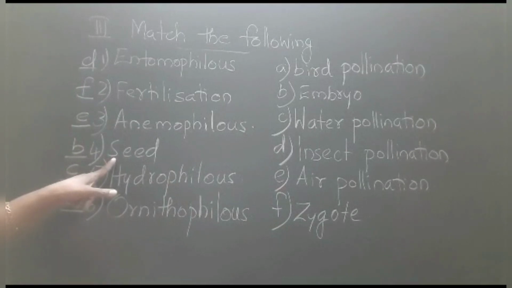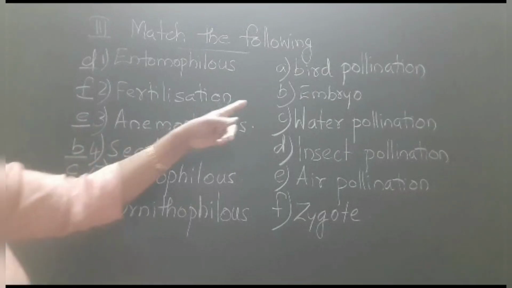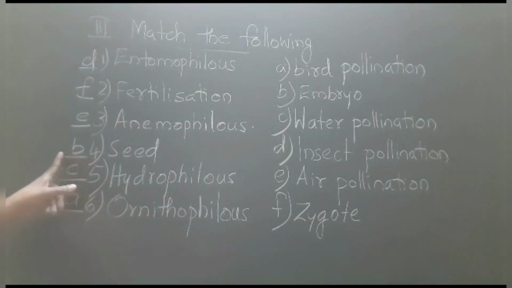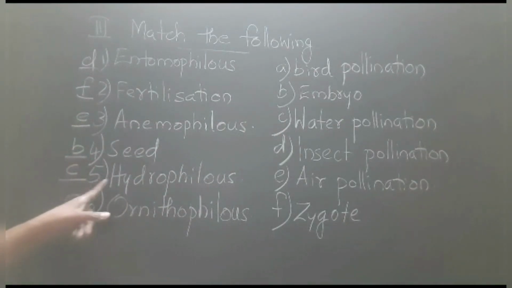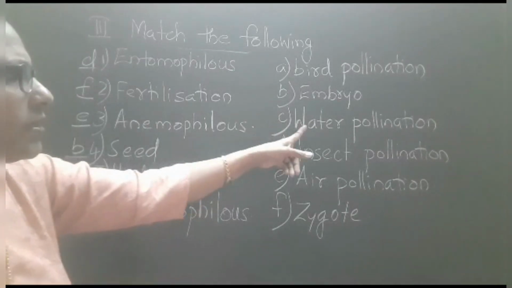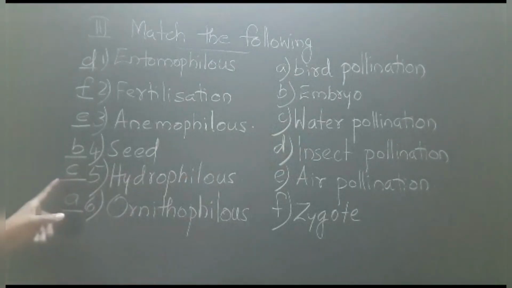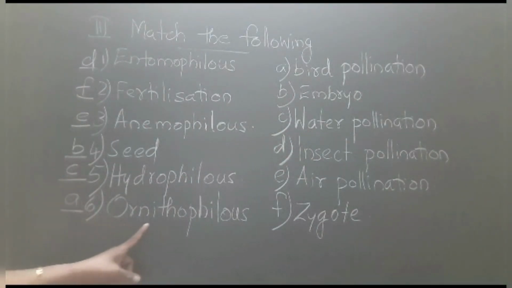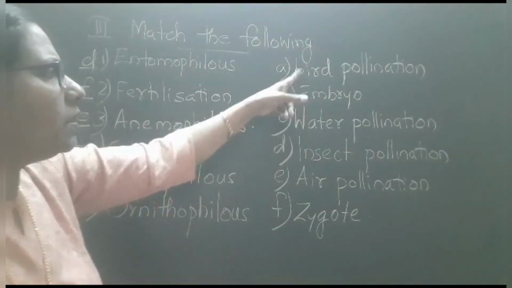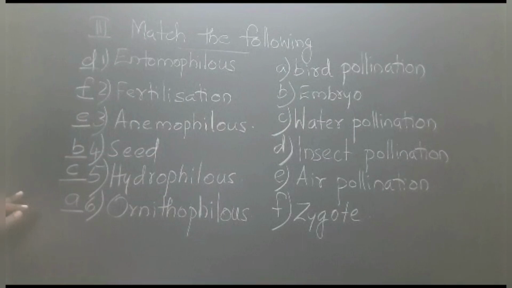Then seed. Fourth one is seed. Inside the seed there is embryo. That is B is the answer. Seed, embryo. B is the answer. Then 5, hydrophilous. Pollination through water, that is water pollination. Here C is the answer. Then comes ornithophilous. Pollination through bird, that is ornithophilous. A is the answer, bird pollination. So these are the match the followings.